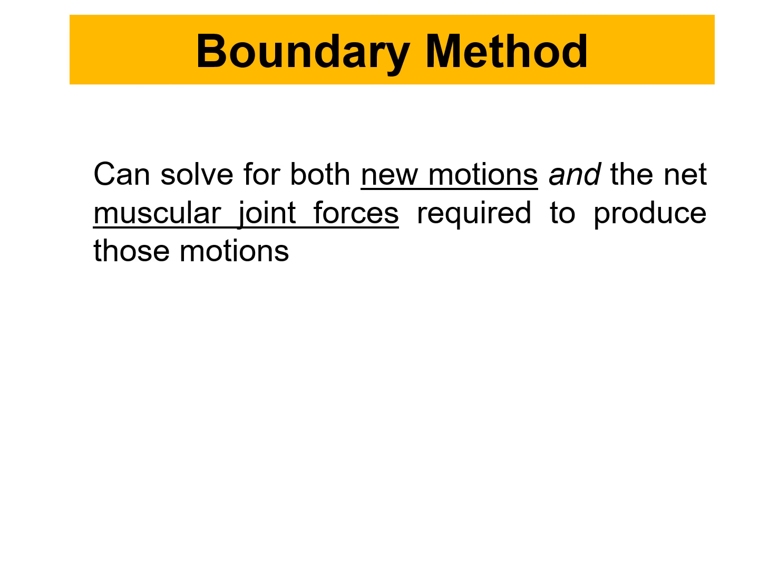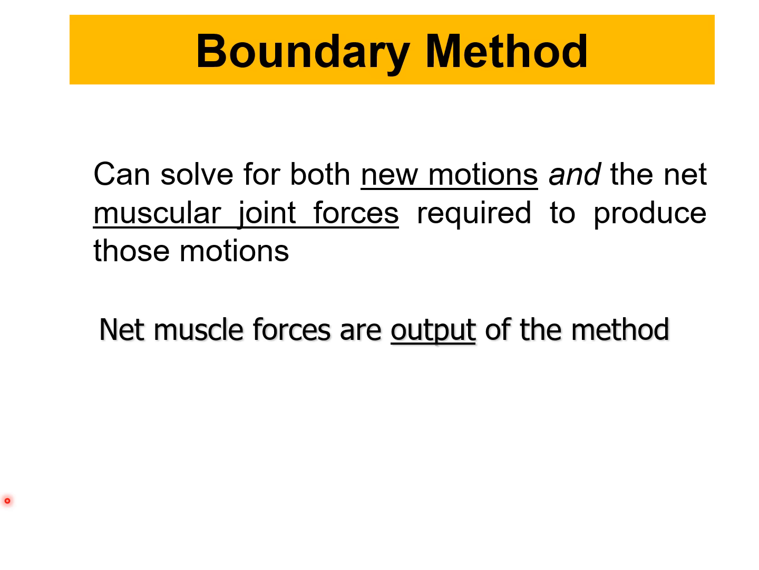So the boundary method is different from the forward and the inverse dynamics. It can solve for new motions, and also it can give you the net muscle joint forces. And that's the beauty of the boundary method, and why it's important to learn how to solve this. Keep in mind that the net muscle forces are an output of the method, and that's why it's important. The problem with forward and inverse dynamics is we cannot predict new motions, and we cannot find the net joint muscle forces.